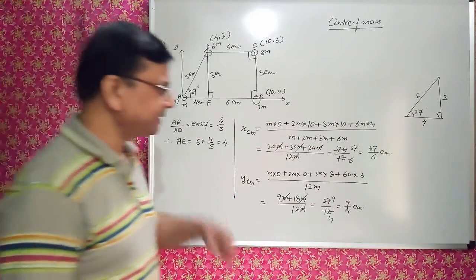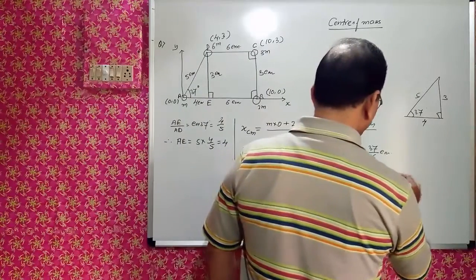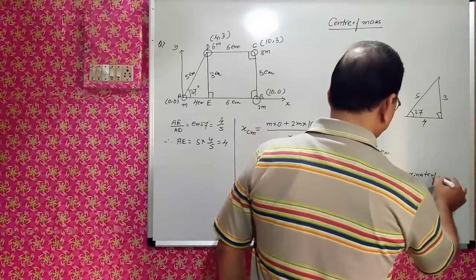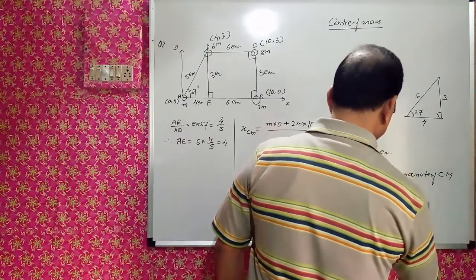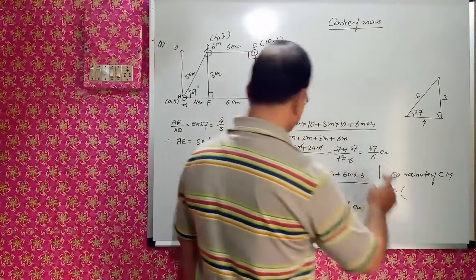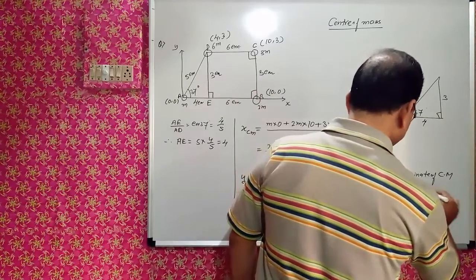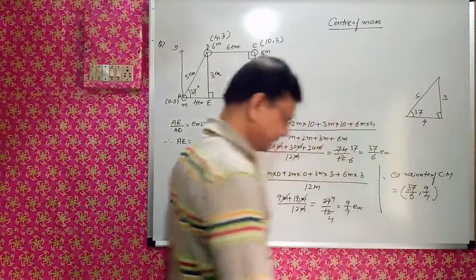So what is the coordinate of center of mass? Therefore, the coordinate of center of mass is, x coordinate is 37 by 6, and y coordinate is 9 by 4, and this is the answer.